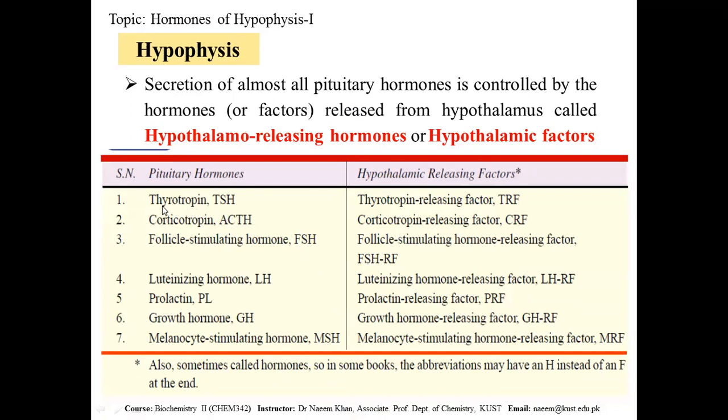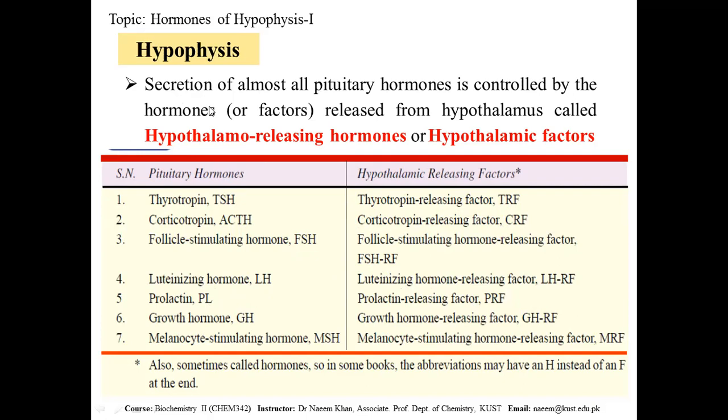For example, here we can see thyrotropin, which is the thyroid stimulating hormone. This hormone of the pituitary gland is controlled by the thyrotropin releasing factor, TRF. Similarly, corticotropin is controlled by the corticotropin releasing factor of the hypothalamus. Follicle stimulating hormone of the pituitary gland is controlled by the follicle stimulating hormone releasing factor of the hypothalamus. Similarly, luteinizing hormone, prolactin, growth hormone, and others are also controlled by releasing factors from the hypothalamus.